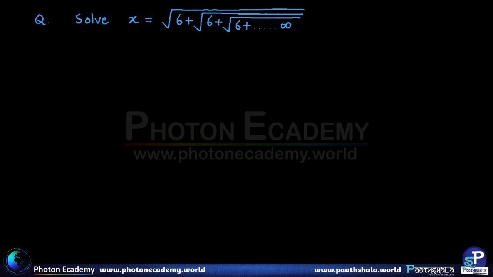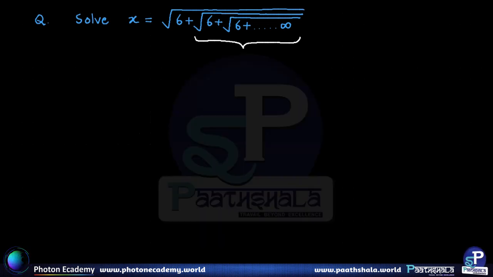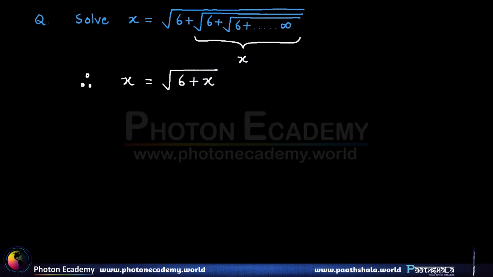So therefore if we consider this term, since it is having infinitely many terms, it does not matter whether it is inside any particular square root. So this underlined expression we can replace back with x. So therefore we can write x is equal to root of 6 plus x again. So now here this is another equation which we can solve by just squaring. So therefore when we square, we get x square is equal to 6 plus x.